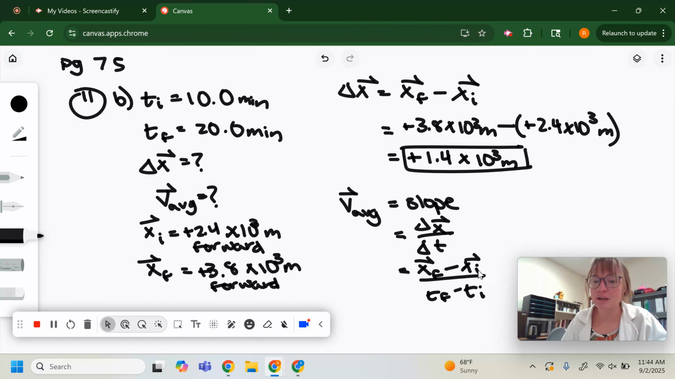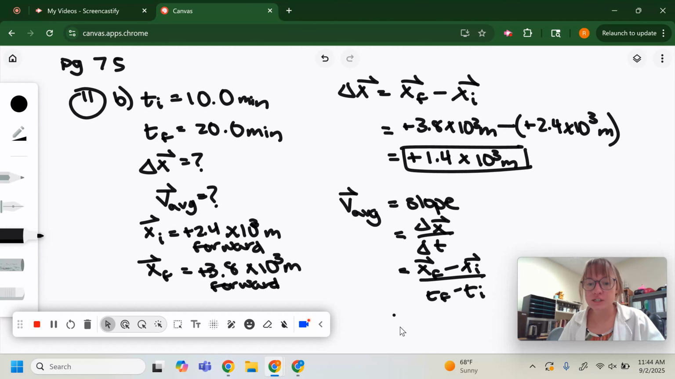But the reason why I know this step is a non-negotiable is because, before you plug in any numbers, you have to get an algebraic expression in terms of your givens. Notice that I wasn't given a delta x, and I also wasn't given a delta t. I was given a t final and a t initial. I was given an x final and an x initial from the graph. And so I have to get this in terms of things that I was given, which is a final and an initial.